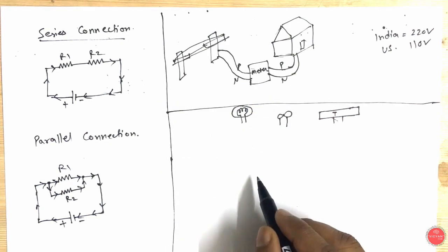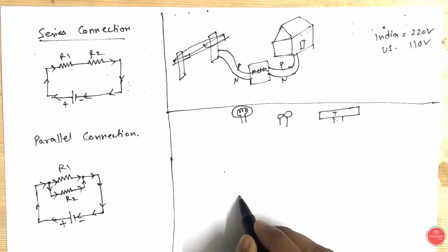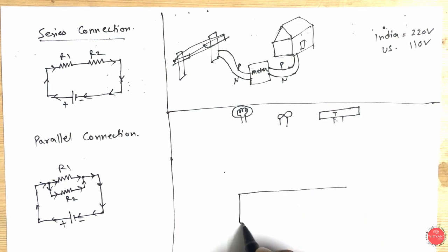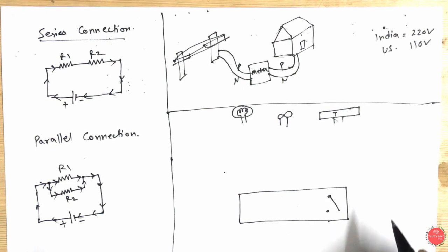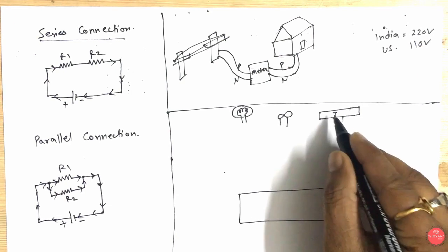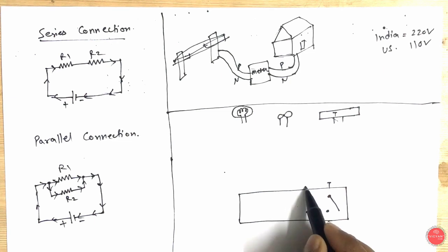Okay, now let me draw the electrical symbol of these switches. Suppose this is my switchboard, and this is a switch for the tube light. So let me mark it T. This is T. I need one more switch to control this fan. Let me mark it F.